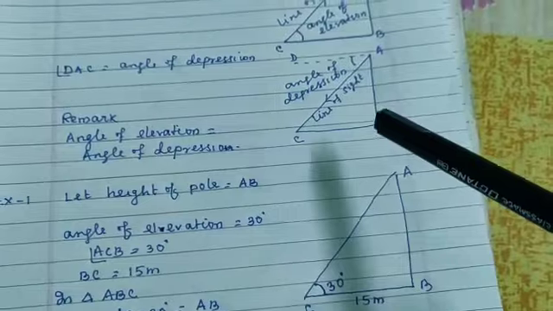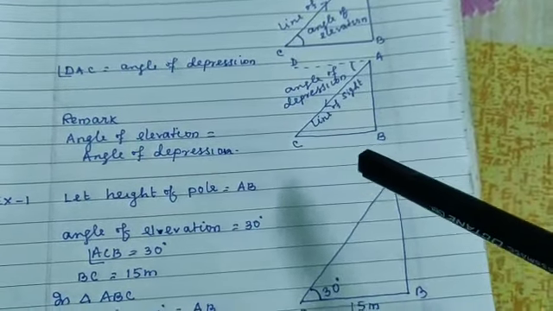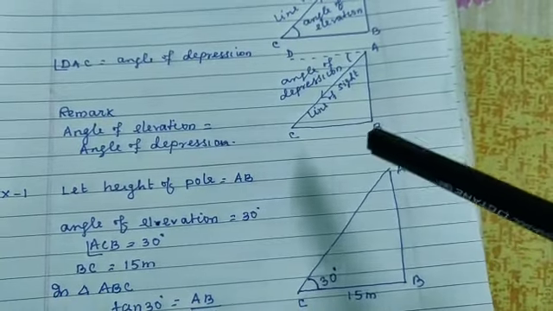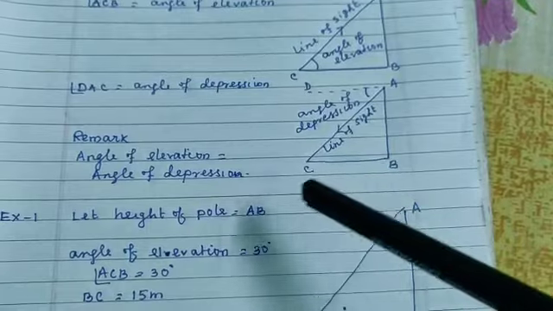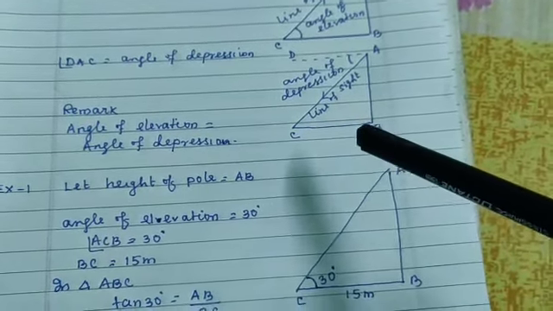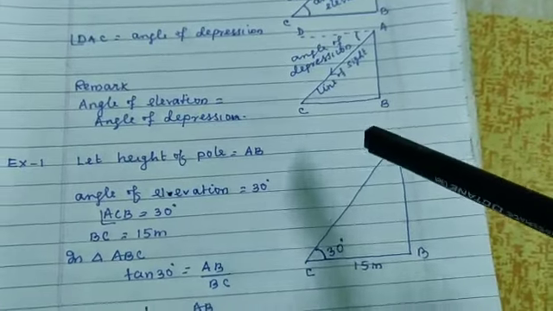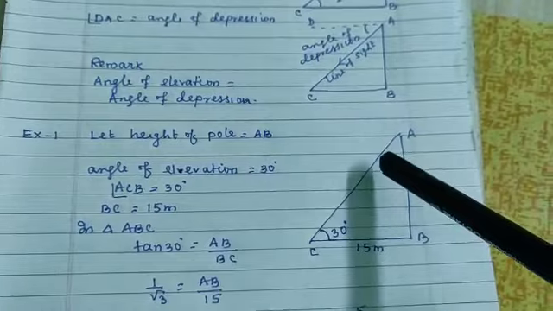Now by using this rule, we have to find out the height of the building or the distance between two poles or boats or whatever it may be, as given in the questions. We will solve some problems using height and distance.